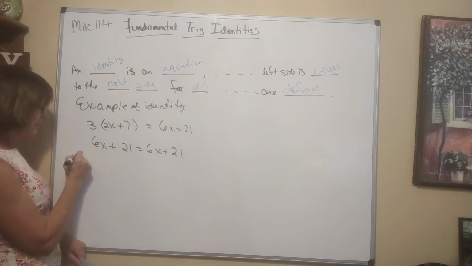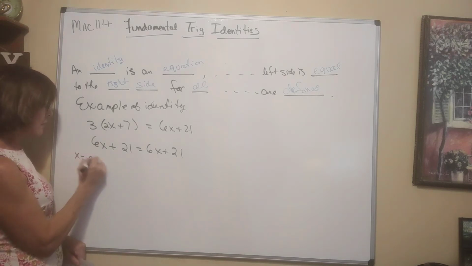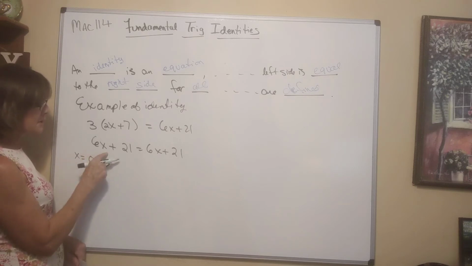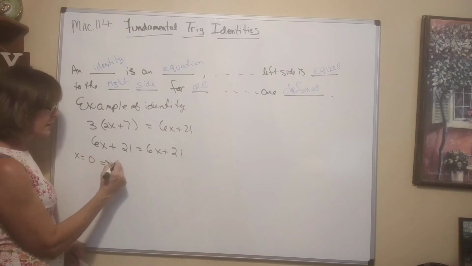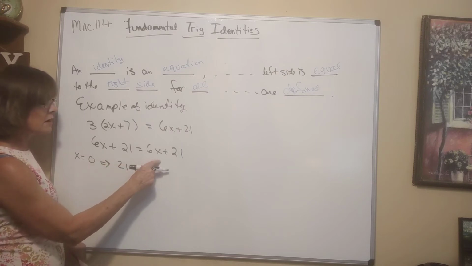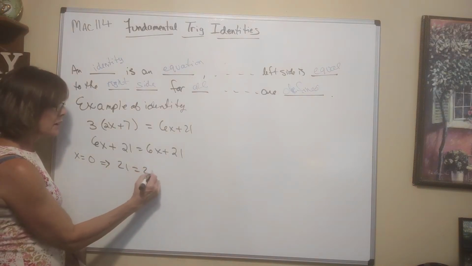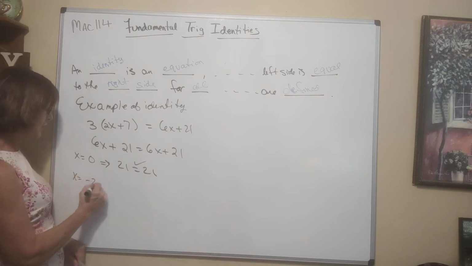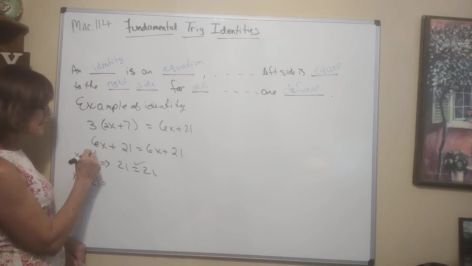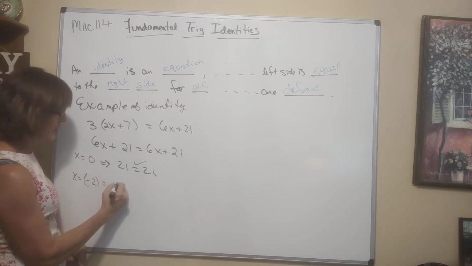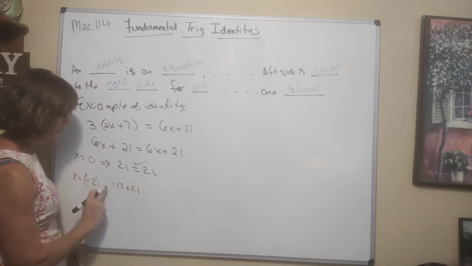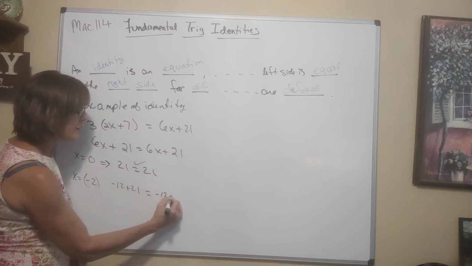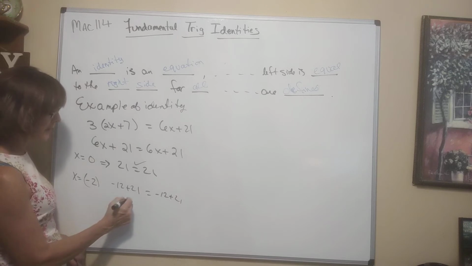So let's try it. Let's try x is 0. What's going to happen? Well, for this one, 6 times 0 is 0 plus 21. 6 times 0 is 0 plus 21. Oh, we get a true statement. Okay, let's try x is negative 2. All right. 6 times negative 2 is negative 12 plus 21. And then on the right side, we get 6 times negative 2, negative 12 plus 21. And that's going to give us, what, 9?